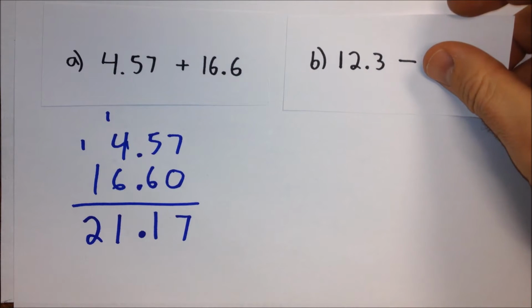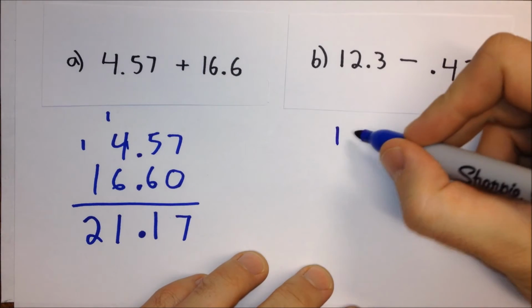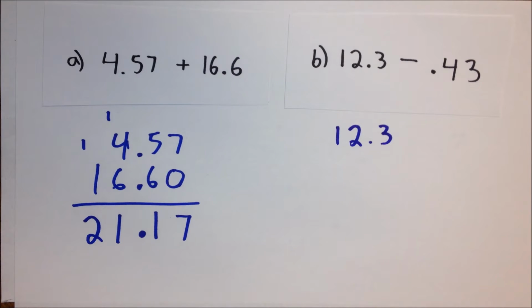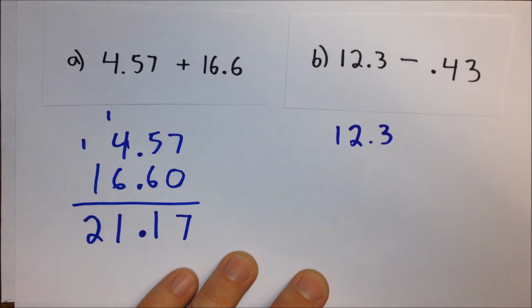Let's look at our next problem and see what we get there. We have 12.3 minus 0.43. Again, if I'm going to solve this problem, I need to write it as a subtraction. I didn't specifically talk about subtraction earlier, but subtraction and addition are the same, different sides of the same coin. So we follow the exact same concept.